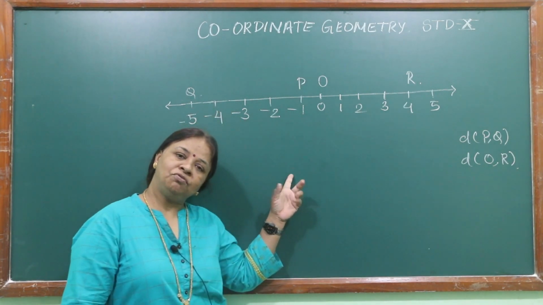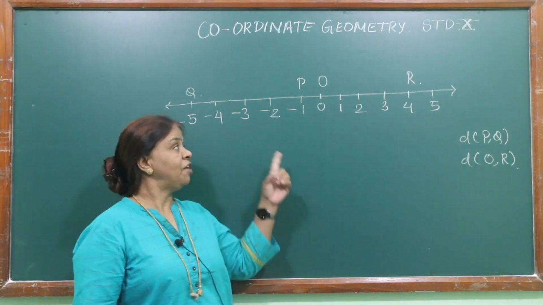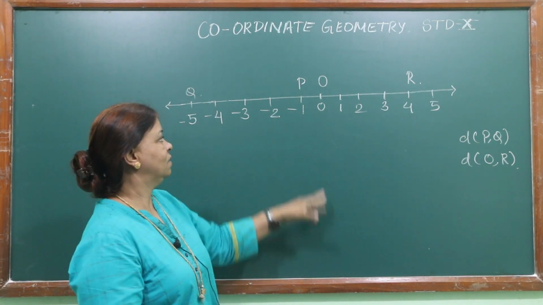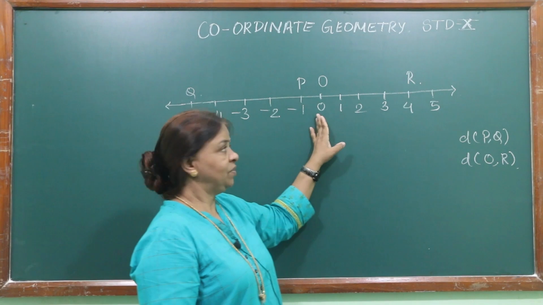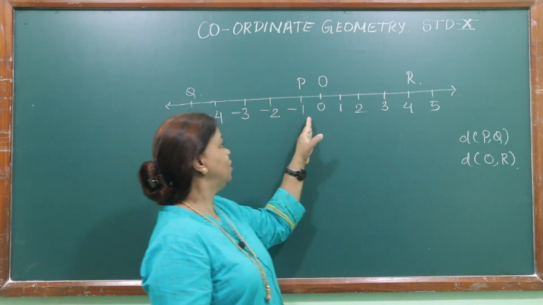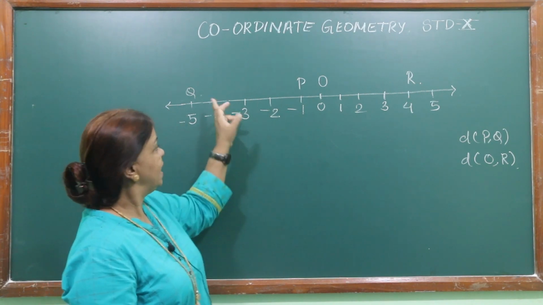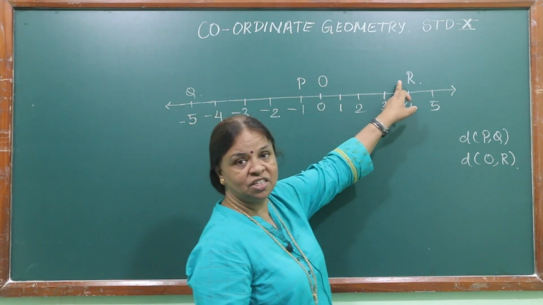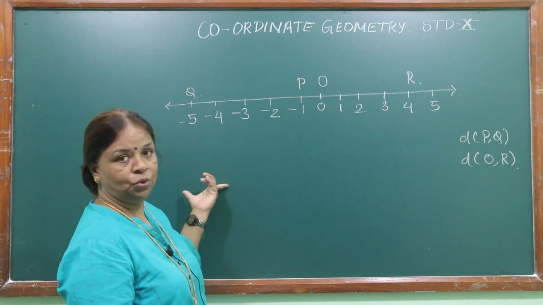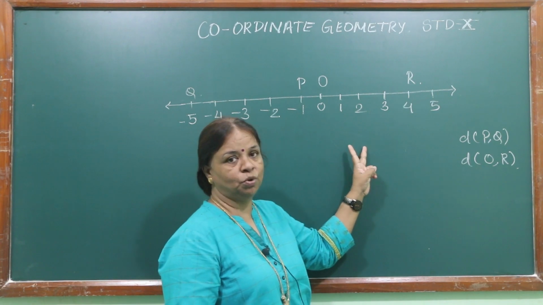Children, when you wanted to find the distance between 2 points, in 9th standard you have used a number line. You can see on the board there is a number line. There is 0 here, and this side of 0 are all positive numbers, and this side of 0 are negative numbers. There are some points mentioned here, point R, point O, point P and point Q. You have learnt in 9th standard how to find the distance between those 2 points.